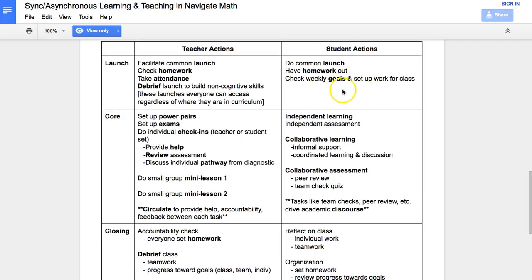And having the moment to get organized and look at their data at the start of every class is an essential part of the class period to make it happen with fidelity.